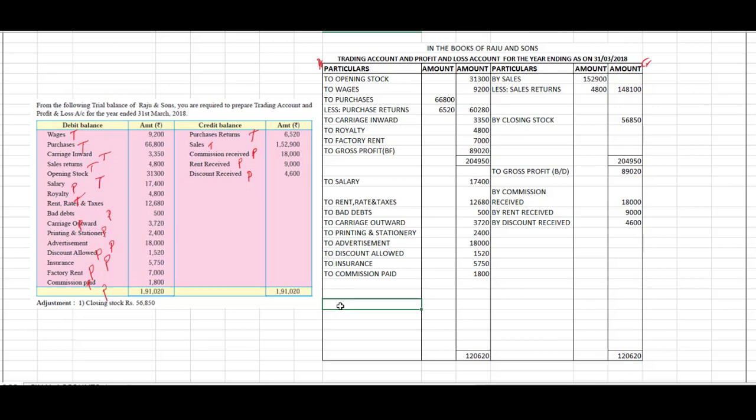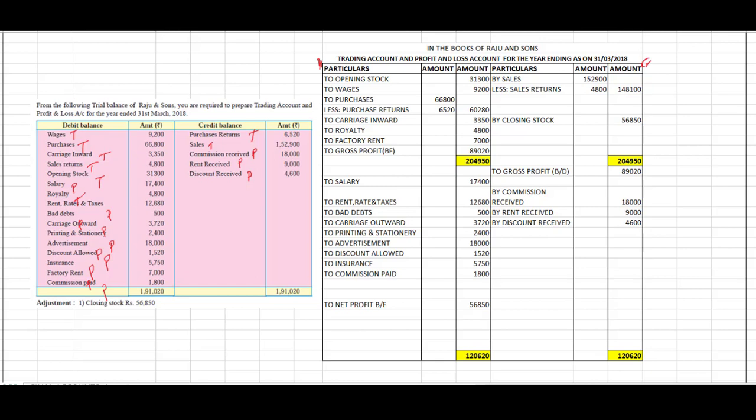Now let us see the balancing figure, the net profit. If we total all the debit side items, the total debit side comes to 63,770. So the balancing figure will be 56,850. That will be the balancing figure of the profit and loss account. It should be taken as net profit. So like this we can prepare the trading and profit and loss account in the books of Raju and Sons.